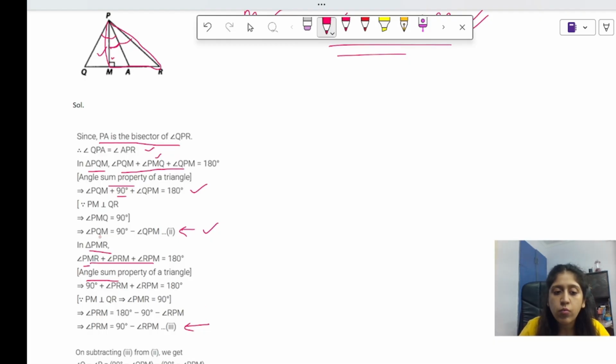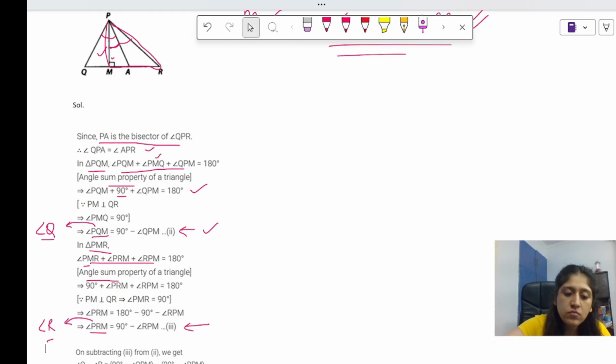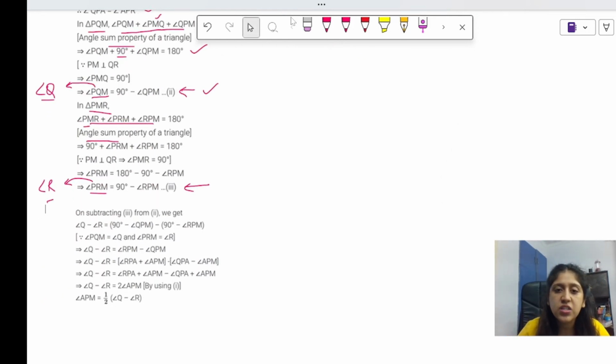Now I have PMQ, which I can write as angle Q. And I have PRM, which is angle R. What we have to prove is that on the left side, the subtraction of angle Q and angle R should come. What can we do? We just subtract these two equations. इन दोनों equations को हमने subtract कर दिया. So this we have got.